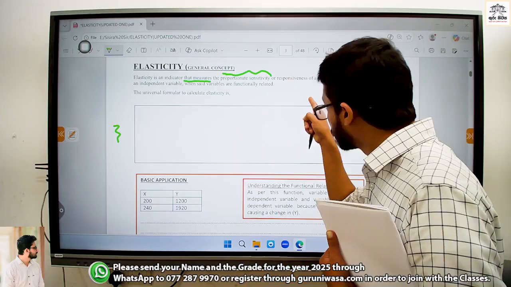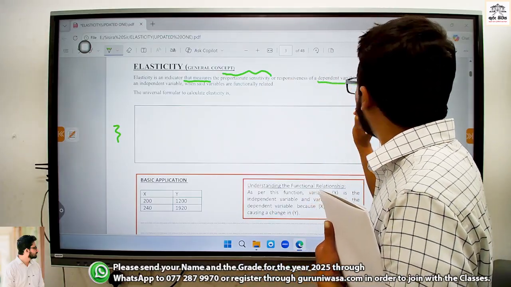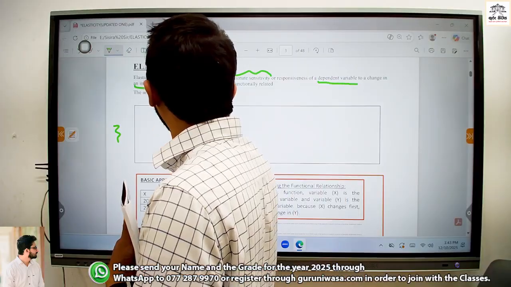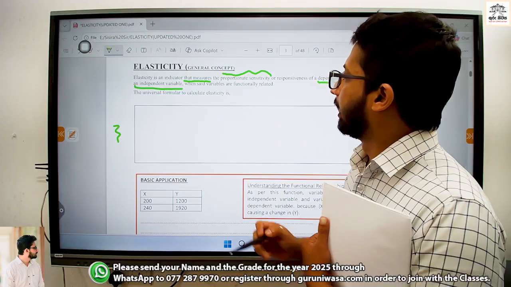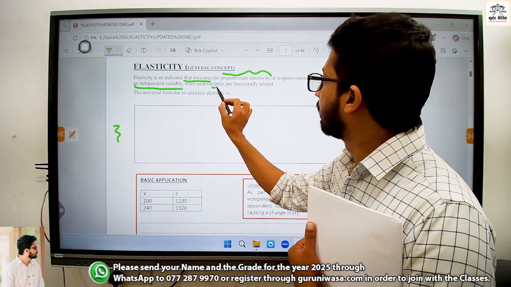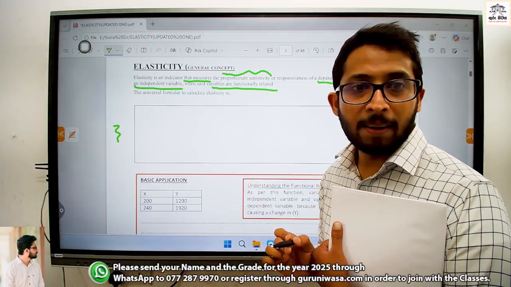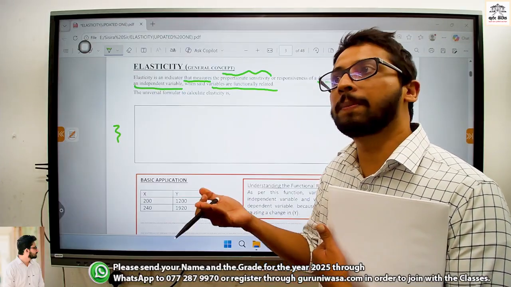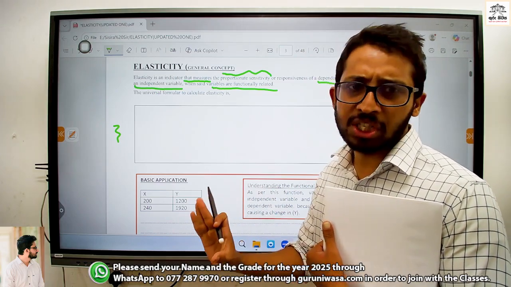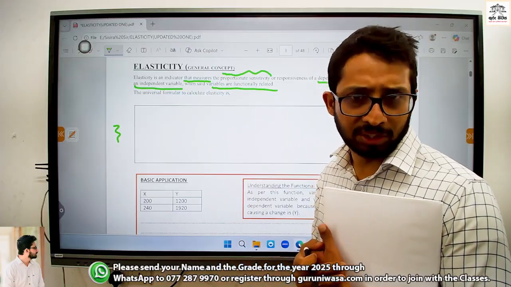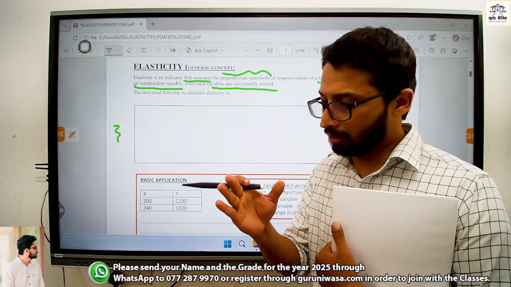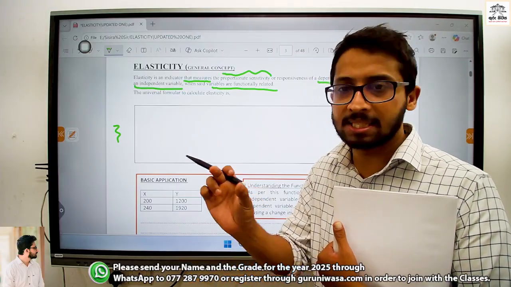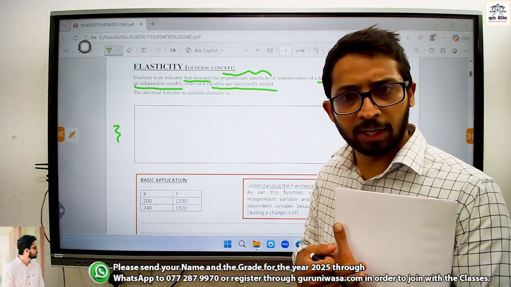Responsiveness of which variable? Dependent variable to a change in what variable? Independent variable. When the variables are highlighted, are they functionally related? There must be a relationship between the variables that we consider, Lamai. Example, price and quantity demanded. They are functionally related. There's a relationship. Did you get the point, Lamai? Okay. Then price and quantity supplied. They are functionally related. There's a relationship between price and quantity supplied. You get the point, Lamai?